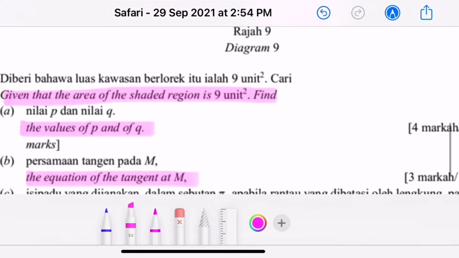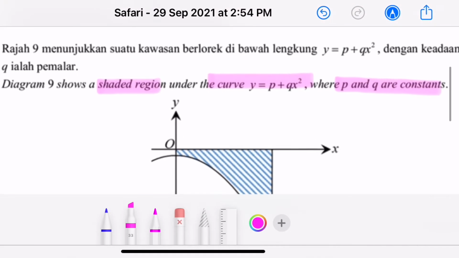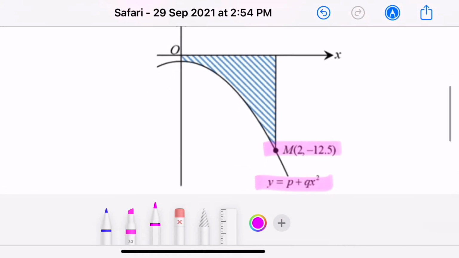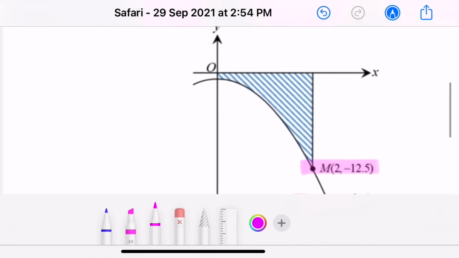Now I'm going to focus on part A first. Diagram 9 shows a shaded region, right? When we see a shaded region, it is always integration. So we are going to integrate the curve. Please bear in mind that when you want to integrate, you must have the limits. The area was given for the shaded region. So this is the limit 0, and this one, 2, is the limit, so I label it here 2. So I will integrate from 0 to 2.